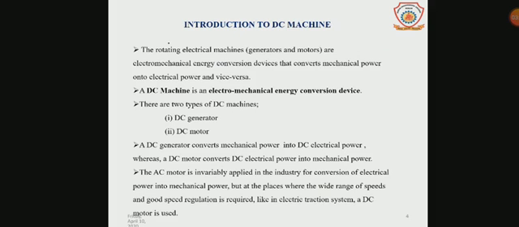Now, an introduction to the DC machine. Rotating electrical machines are electromechanical energy conversion devices that convert mechanical power into electrical power or electrical power into mechanical power. There are two types of DC machines. The first one is the DC generator and the second one is the DC motor. A DC generator converts mechanical power into DC power, whereas a DC motor converts DC electrical power into mechanical power.